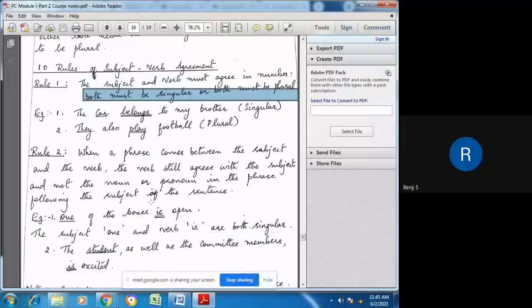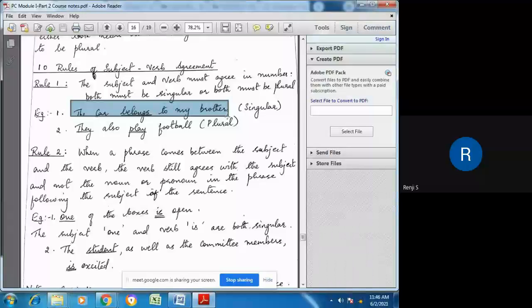Now you'll understand it when we consider this example. Example 1. The car belongs to my brother. Now what is the subject? What are we speaking about in that sentence? Car. Okay, very good. We are speaking about a car. So that car is the subject.